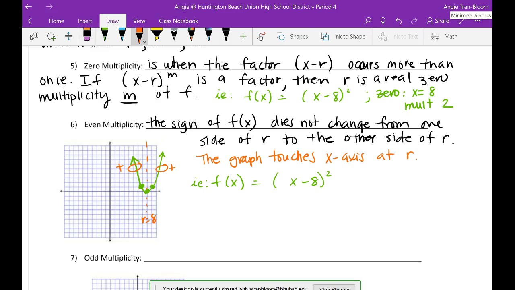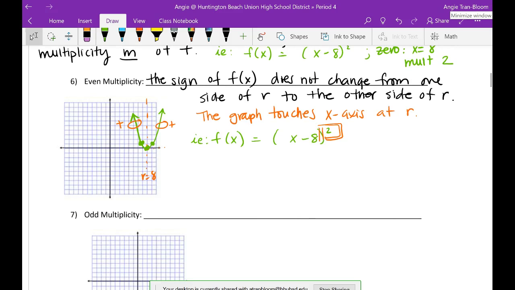It says the graph touches the x-axis at r. Is that true? Is it touching the x-axis at r? Yes, that's what it means, okay? That's why the even multiplicity has that significance. It's that if it's even, it will always touch the x-axis at r, okay? Then let's talk about odd. What if it's not even? Like it's odd, okay? So here we go.